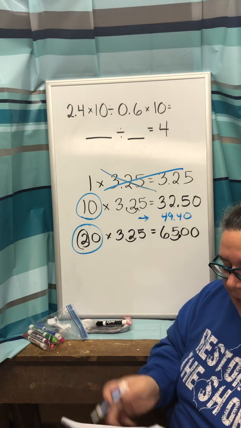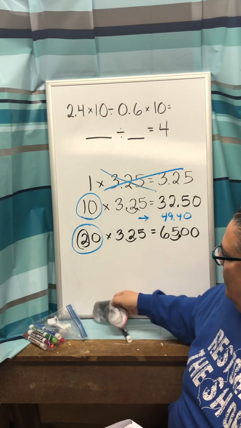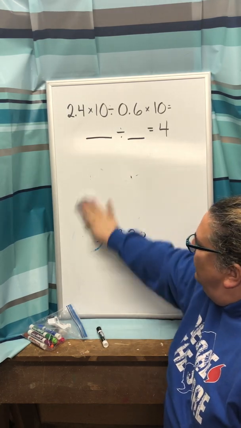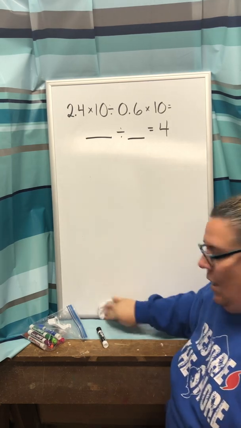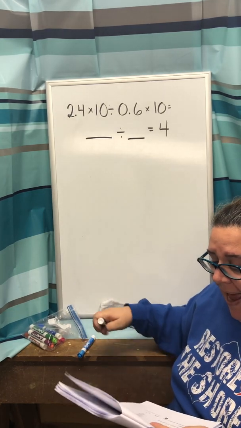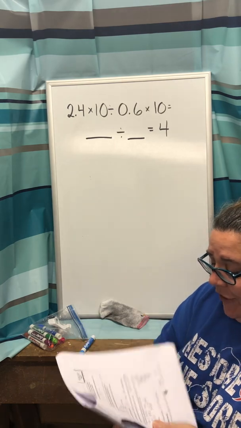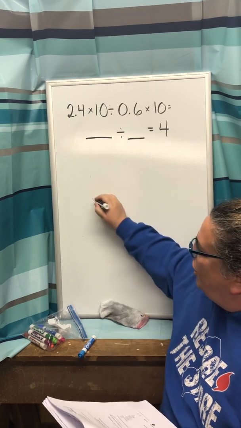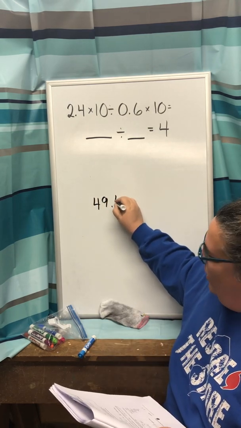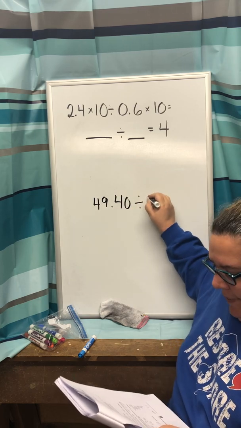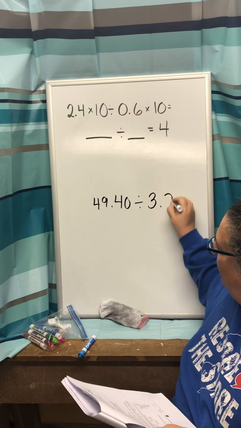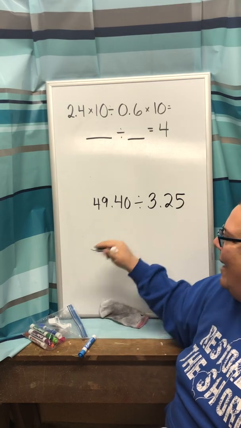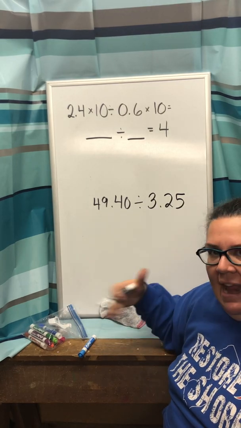Okay, moving on to number 3. For number 3, they said, by what power of 10 should the divisor and the dividend be multiplied by to make an expression equivalent to 49.40 divided by 3.25? So the same as we did up there, what would I multiply my dividend and my divisor by so that I can get rid of the decimal?